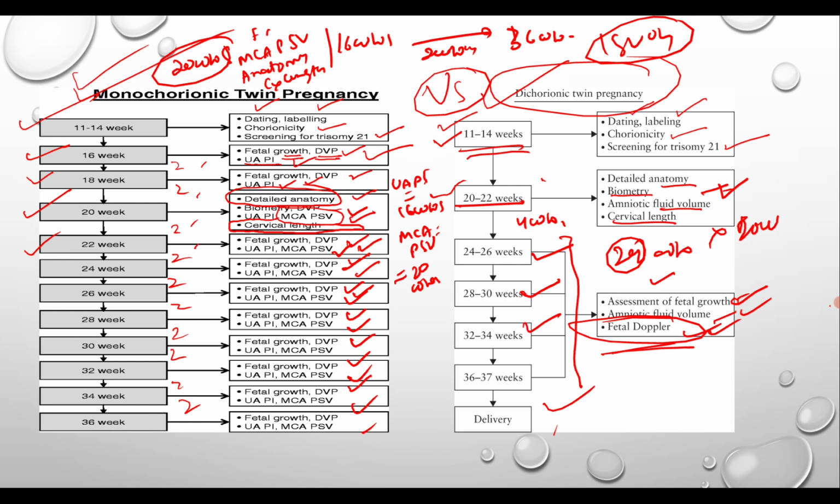At 22 weeks, the umbilical artery PI and MCA-PSV have to be continued in the monochorionic pregnancy, every 2 weekly, along with fetal growth and amniotic fluid volume. In dichorionic, you start from the second scan at 20 weeks: anatomy scan, cervical length and amniotic fluid. Then from 24 weeks the fetal Doppler will be added. The same thing, monitor every 4 weekly; this is 2 weekly, this is 4 weekly.